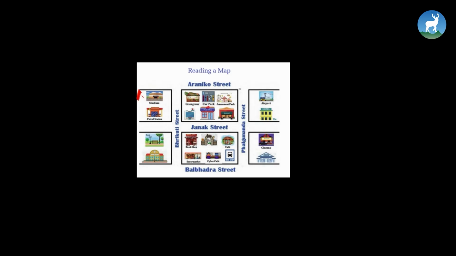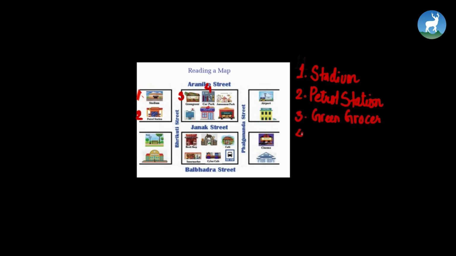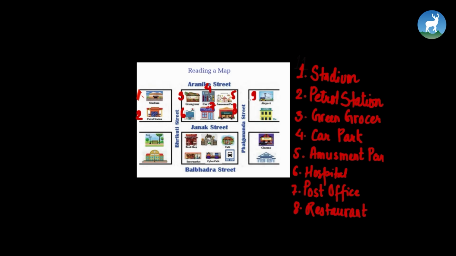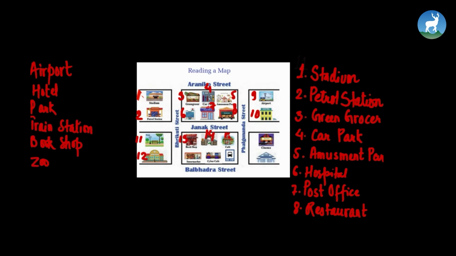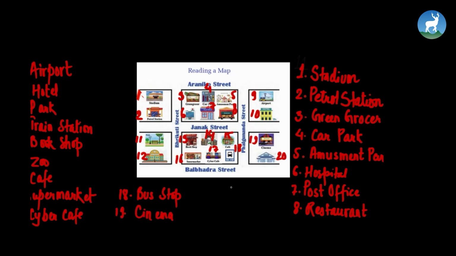So if we name them, number 1 is stadium, 2 is petrol station. Marking this number 3. Number 3 is the greengrocer. Number 4 is car park. 5 we have amusement park. Number 6 hospital. 7 post office. 8 is a restaurant. Number 9 as seen is airport. 10 to 11 park. 12 train station. Number 13 bookshop. 14 15 cafe. 16 supermarket. 17 cyber cafe. 18 bus stop. 19 cinema, and finally 20 is bank. So we are done labeling the picture, and here it's easy for us to read the map.